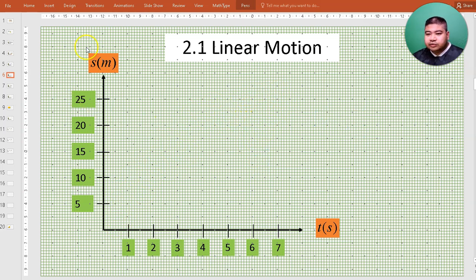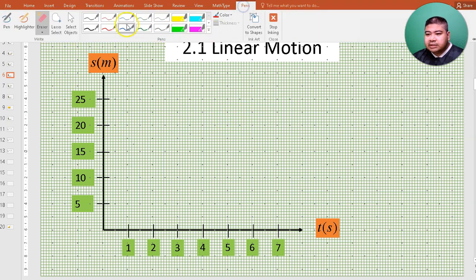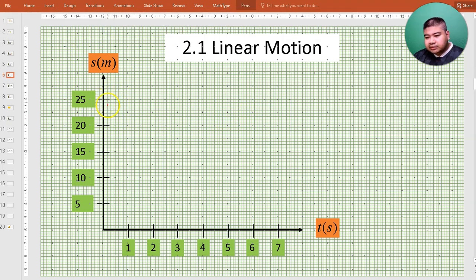Okay, now I'm going to draw a different graph. Let's say you have a graph that looks something like this. How do you think the velocity is changing with time? I'll leave it to you to answer this question on your own, and then we will discuss it in the Google Meet.